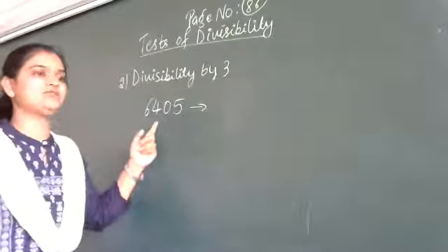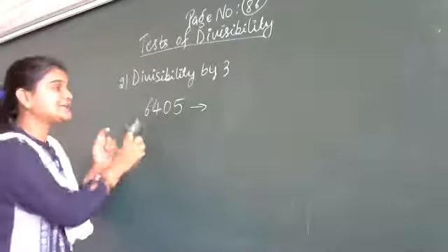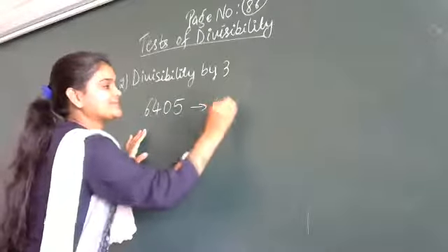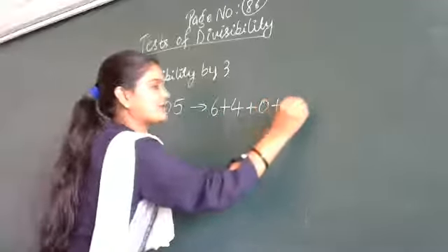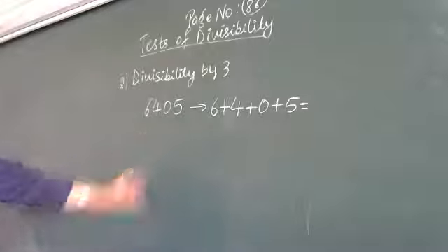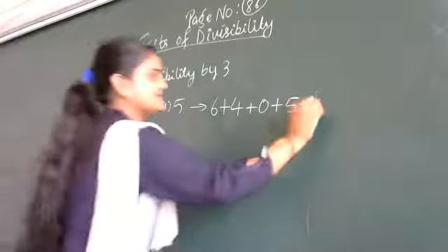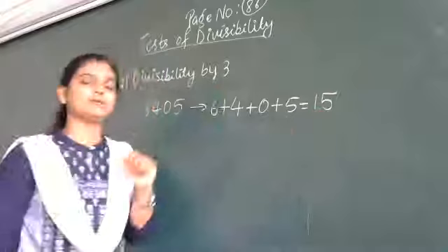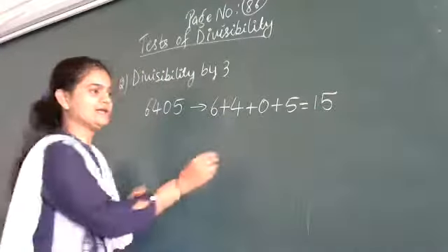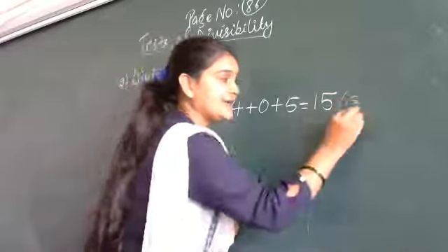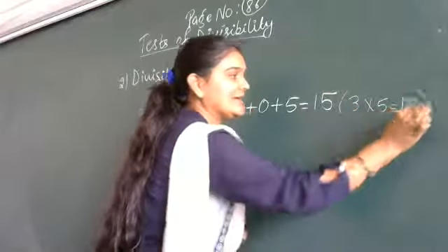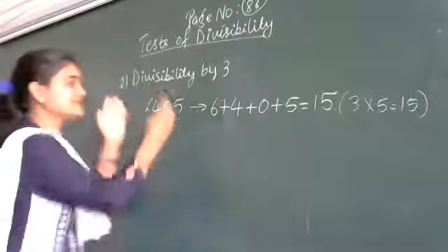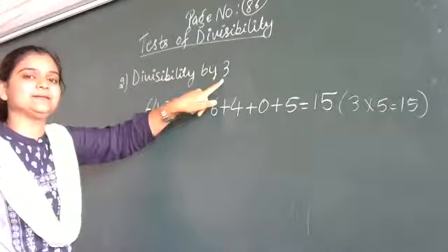Now we have 6,405. Let us add each digit and find the sum. We will add 6 plus 4 plus 0 plus 5. What is the answer? 15. Tell me, children, in 3's table, do you get 15 or no? Yes, we get it. How do we get it? 3 into 5 is equal to 15. So 15 is easily divisible by 3 and hence this complete number is divisible by 3.